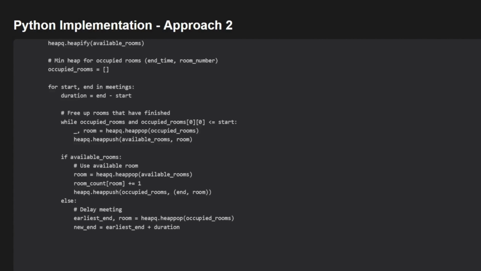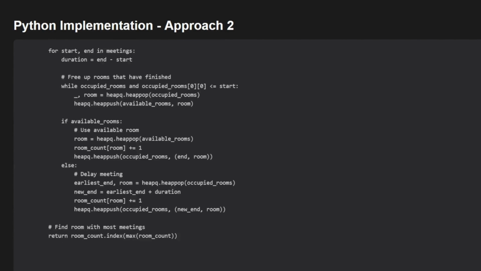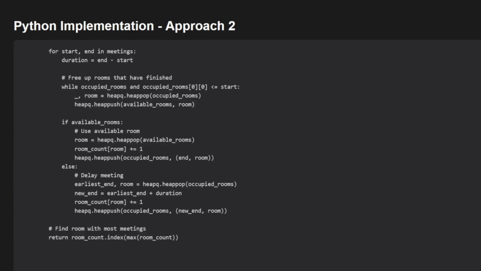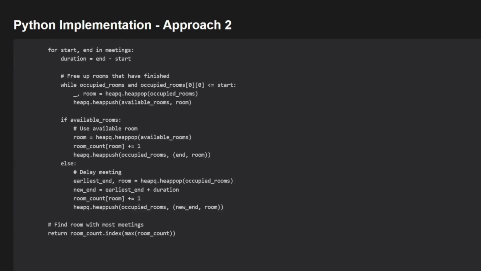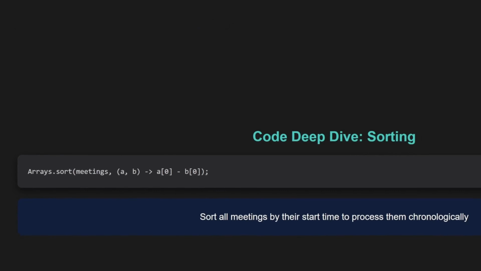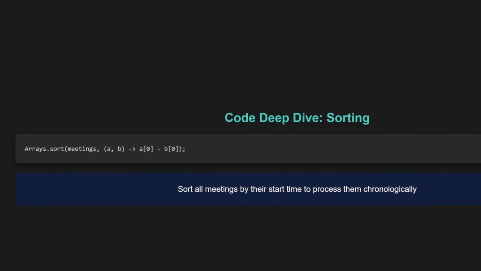The Python implementation uses the heapq module for heap operations. Python's heapq always creates min heaps, which is perfect for our needs. We initialize available_rooms as a list of all room numbers and heapify it. For occupied_rooms, we'll push tuples of end_time, room_number. Python naturally compares tuples element by element, so they're automatically sorted by end time.